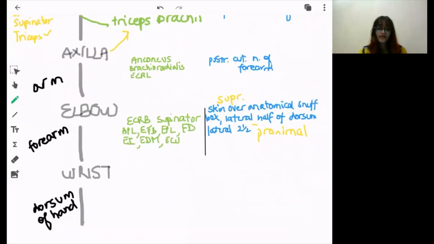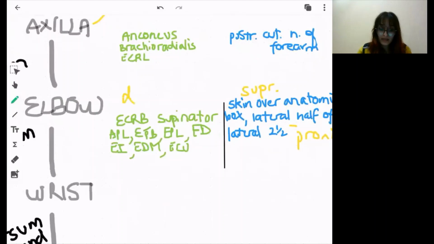So again, in the forearm, here it gives the deep branch. The deep branch is a motor nerve. It supplies the extensor carpi radialis brevis and supinator. And after it pierces the supinator muscle, it becomes the posterior interosseous nerve. So the posterior interosseous nerve supplies all these muscles.